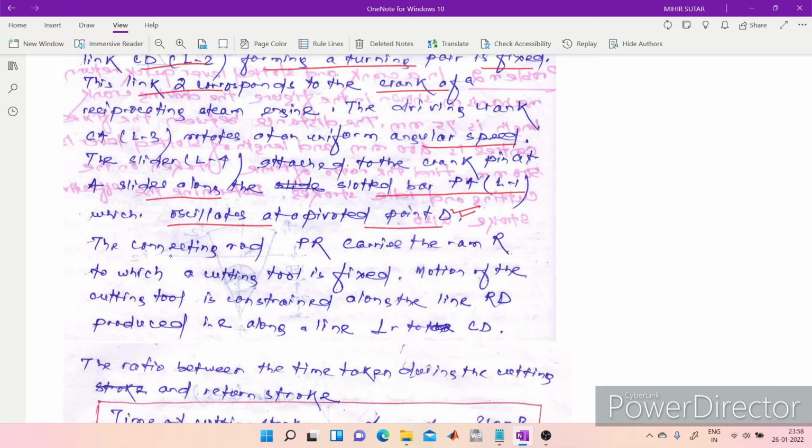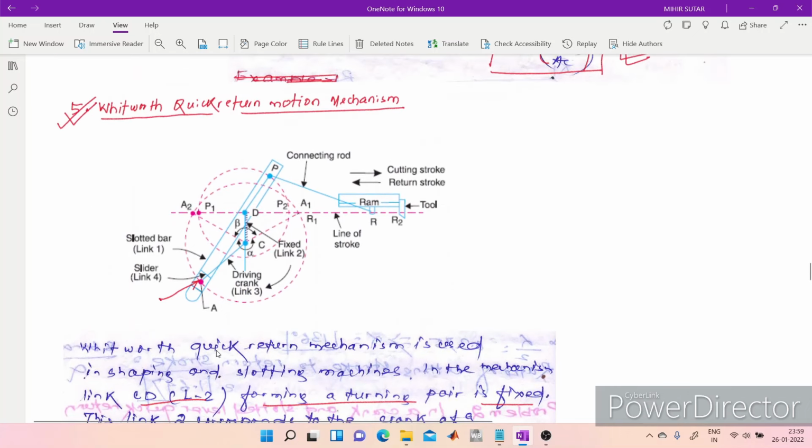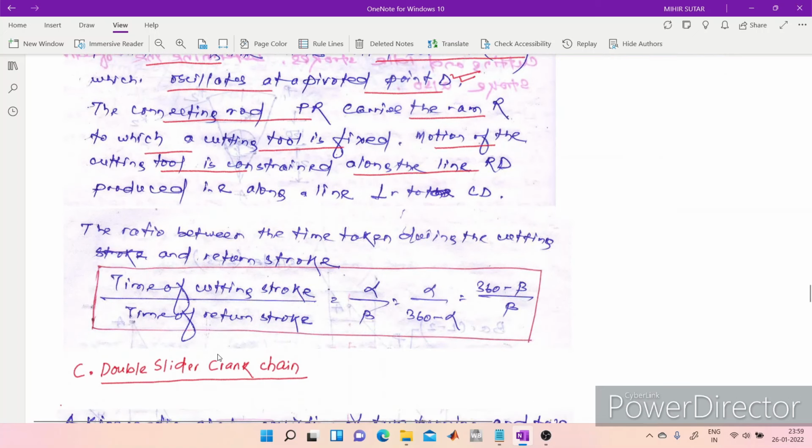The connecting rod PR carries the ram R to which a cutting tool is fixed. Now, the motion of the cutting tool is constant along the line RD. Here you can see it is constant along the line RD, between D and R, which is perpendicular to CD.